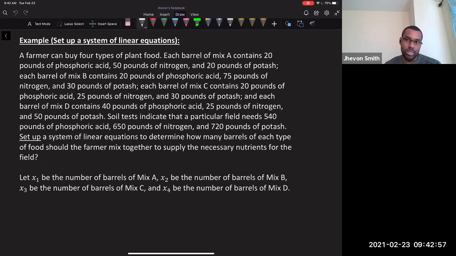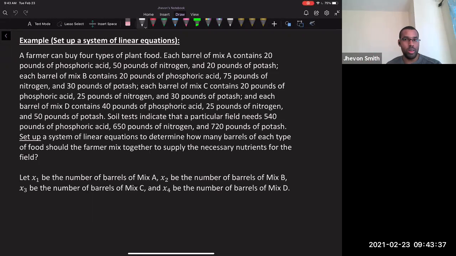This dude has a field, he's a farmer, right? And he performs soil tests to indicate what his field needs in terms of nutrients to make sure that his crops are going to grow properly. The soil test indicates that 540 pounds of phosphoric acid is needed, 650 pounds of nitrogen is needed, and 720 pounds of potash is needed. Now we need to set up a linear equation that is going to tell this guy, via solving that linear equation, how many barrels of each mix he should buy so that he has all the nutrients he needs for this situation. Okay, so that's the situation.